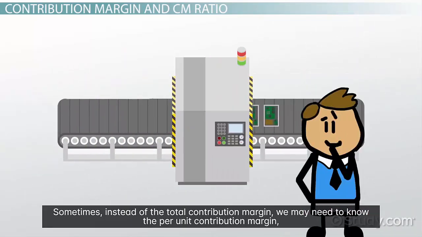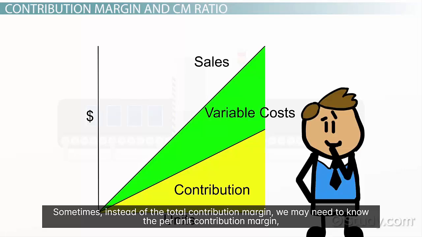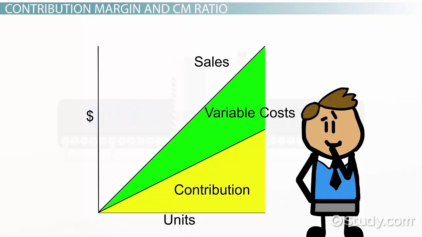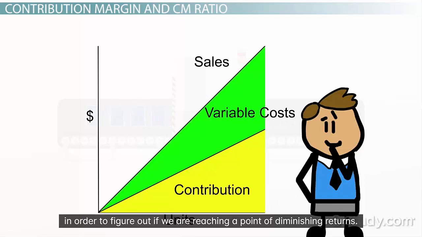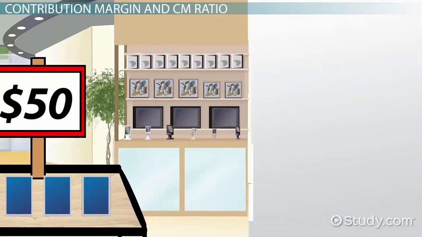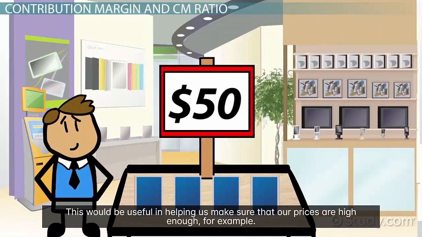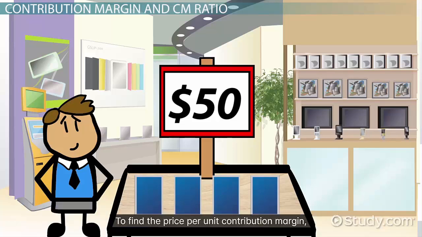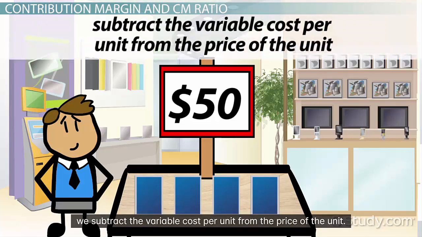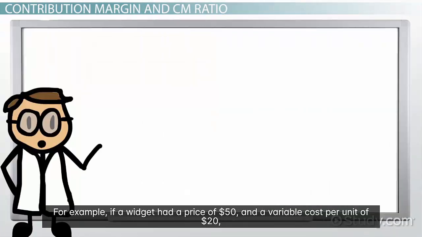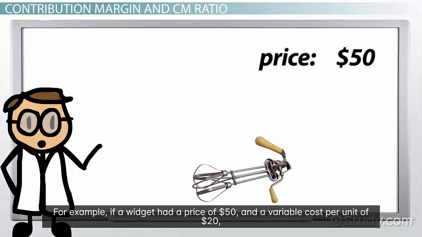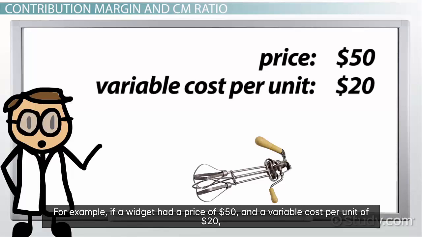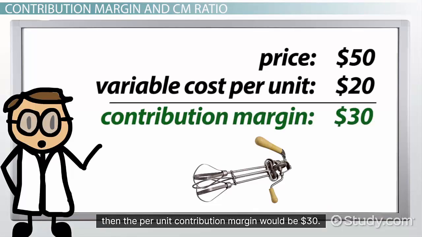Sometimes, instead of the total contribution margin, we may need to know the per unit contribution margin in order to figure out if we are reaching a point of diminishing returns. This would be useful in helping us make sure that our prices are high enough, for example. To find the per unit contribution margin, we subtract the variable cost per unit from the price of the unit. For example, if a widget had a price of $50 and a variable cost per unit of $20, then the per unit contribution margin would be $30.